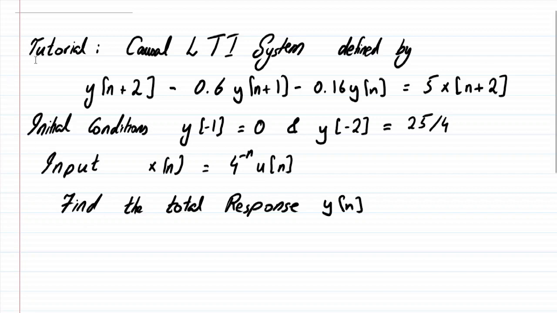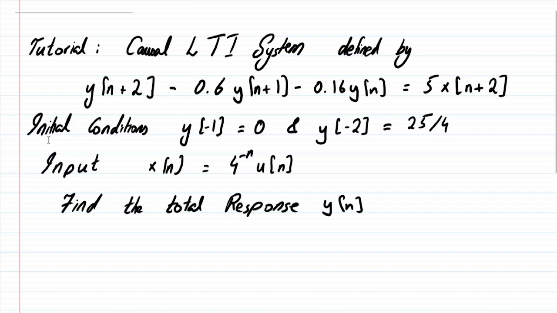In this video, we have a tutorial of a causal linear time invariant system defined by a second order difference equation. That is, we have y of n plus 2 minus 0.6 y of n plus 1 minus 0.16 y of n, and this is equivalent to 5x of n plus 2. So this is our second order difference equation.